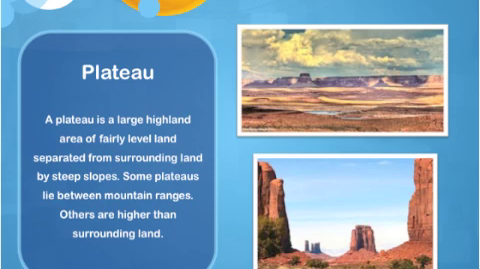Okay, a plateau is a large highland area of fairly level land separated from surrounding land by steep slopes. Some plateaus lie between mountain ranges, while others are higher than surrounding land. So, unlike mountains, plateaus have a flat top, whereas mountains usually have a peak or a pointed top.